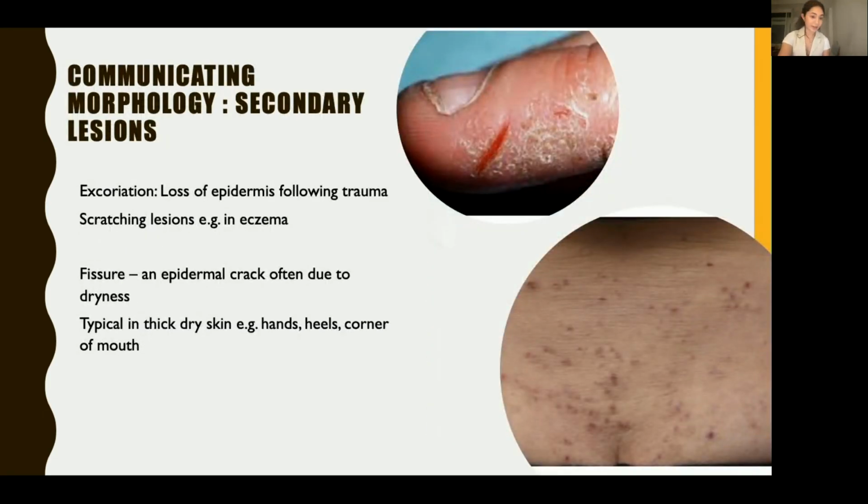Next slide. And then a couple more words for secondary lesions. Excoriation is loss of epidermis following trauma. Like I said, secondary lesions come from primary lesions, so trauma is another way of causing a secondary lesion. If you're scratching lesions in eczema, you're going to get an excoriated picture. A fissure is an epidermal crack, often from dryness. So when you get some hyperkeratosis in your feet, you tend to see that kind of dry picture with some cracks.